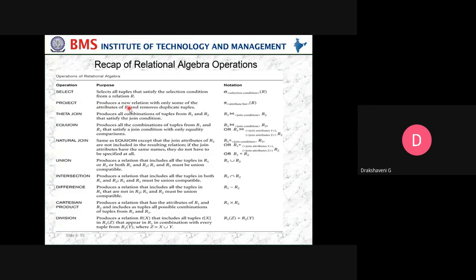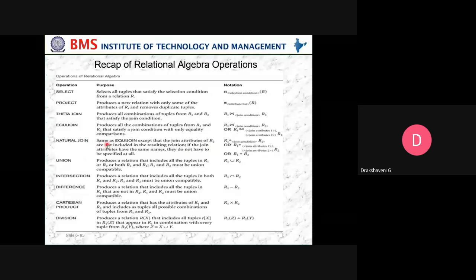Project produces a new relation with only some of the attributes of R and removes duplicate tuples, that is pi, attribute list and R. Theta join produces all combinations of tuples in R1 and R2 that satisfy the join condition. That is R1 join R2. Equijoin produces all the combinations of tuples from R1 and R2 that satisfy a join condition with only equality comparison. R1 join R2 or R1 join attribute 1 attribute 2 R2.